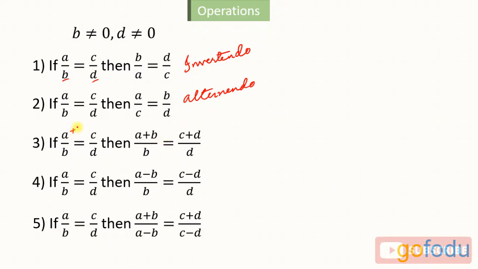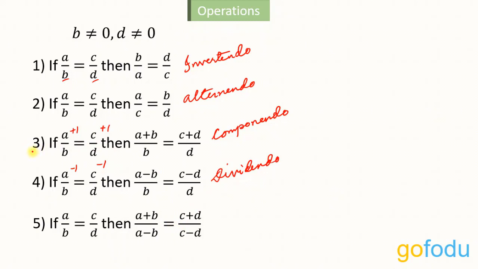If A, B, C, D are in proportion and I add 1 to both sides, A upon B plus 1 is equal to C upon D plus 1, and taking the LCM, we will get A plus B upon B is equal to C plus D upon D. This is called componendo. Instead of adding 1, if I subtract 1 from both sides, A upon B minus 1 is equal to C upon D minus 1. Then A minus B upon B will be equal to C minus D upon D. This is called dividendo.